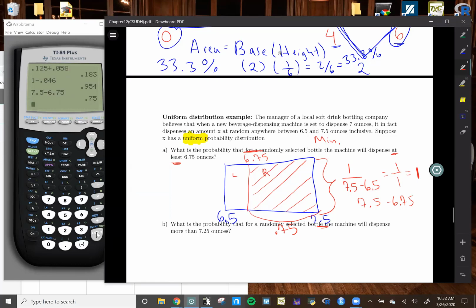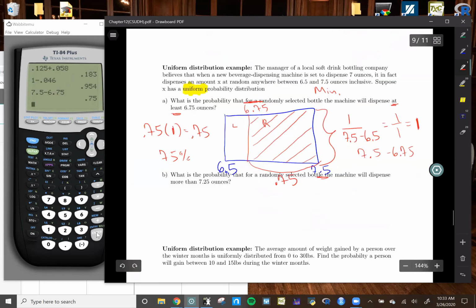Any questions so far on where the 0.75 comes from? No. So I found my base to be 0.75, and I found my height to be 1. What should I do with those two numbers? Multiply. Yeah, multiply. So 0.75 multiplied by 1, and shocker, you get 0.75. So you get 75%. And that's it. Everybody good for A? Yes.